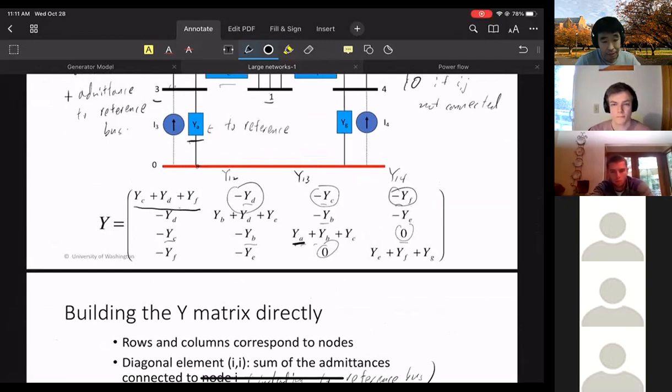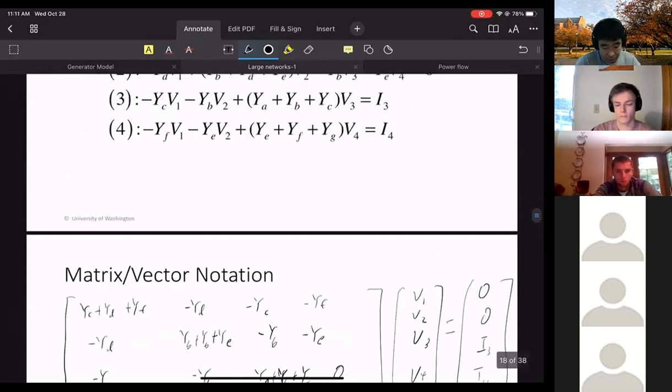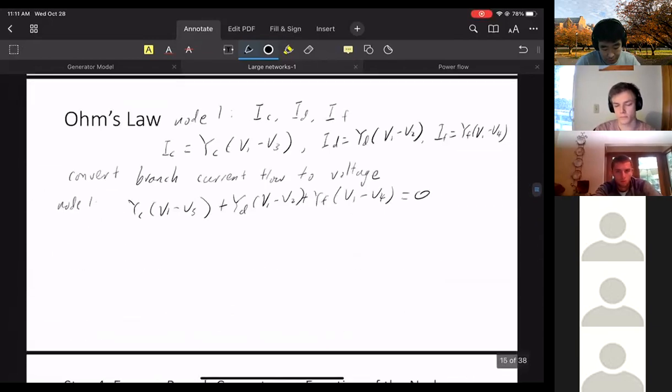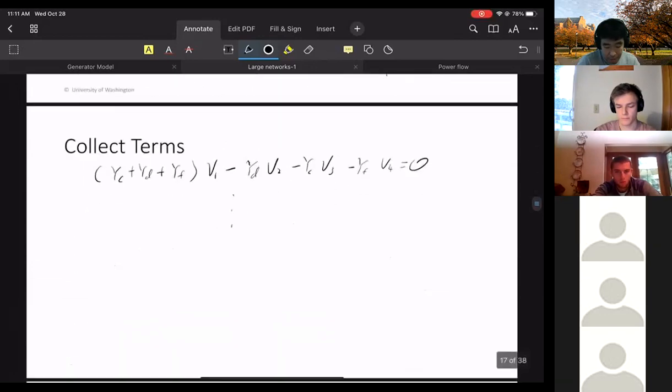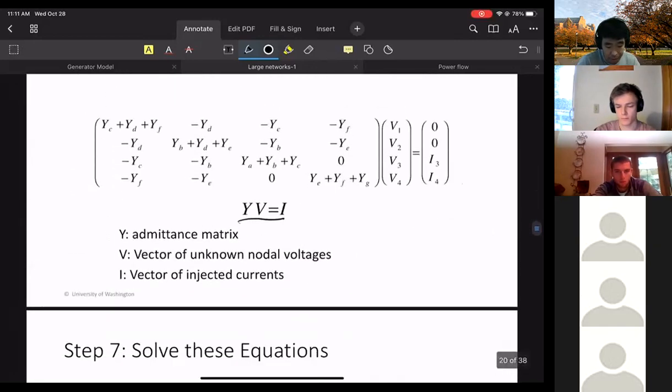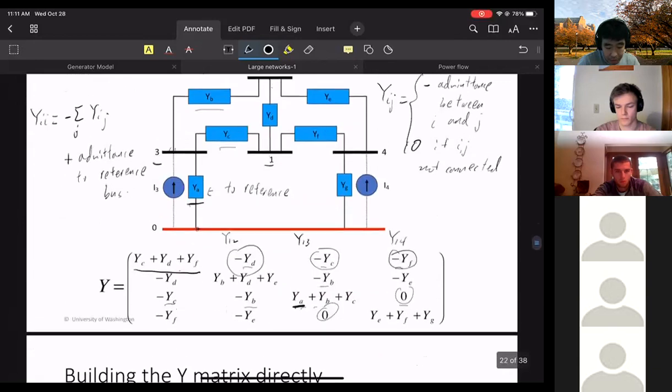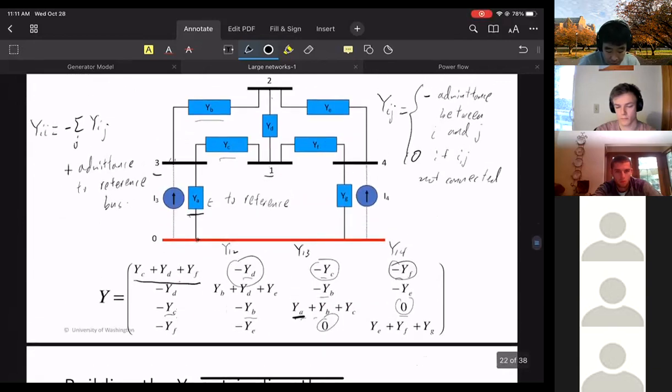But like the YA, from the reference voltage, how is that? That's why it's positive. If you look at this equation, for example, this is to the reference, so it's my voltage minus zero times YA. The positive sign comes from the fact that I'm looking at the current flow out of my node. The diagonal terms are the admittance, you don't have to negate the admittance. The off-diagonal term is minus admittance.